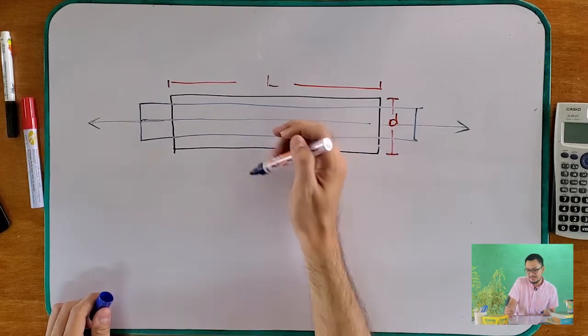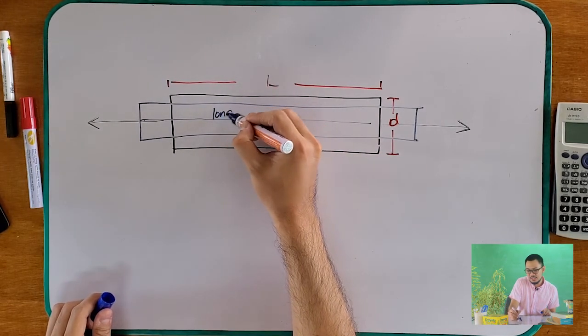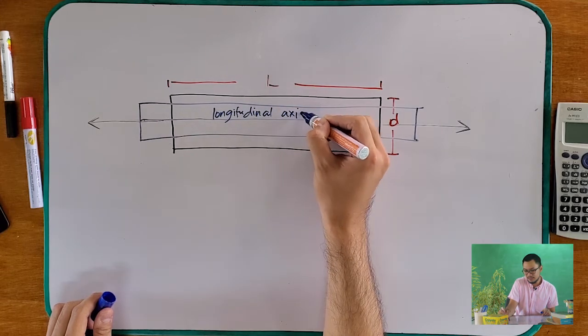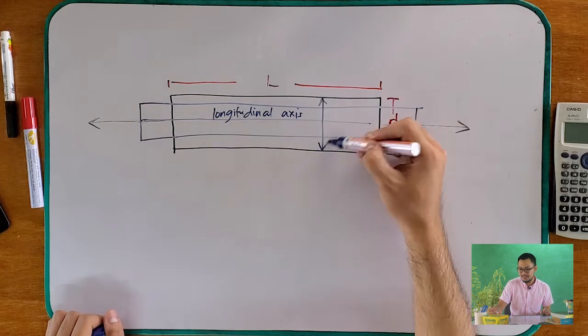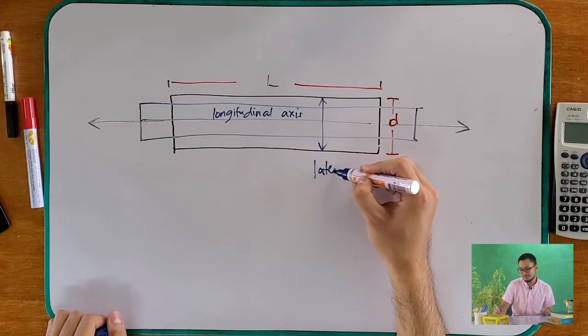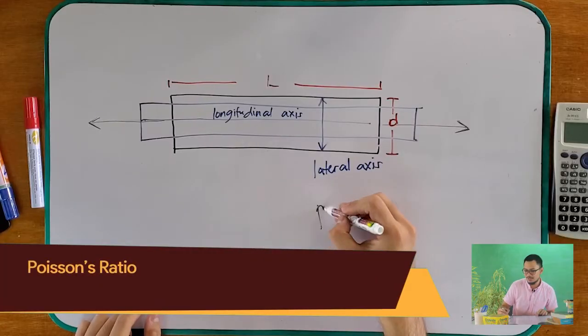This axis is what you call the longitudinal axis. And this axis, from here to here, is your lateral axis. Therefore, you have a relationship between the longitudinal axis of your shaft and its lateral axis. And they are related by an equation, and that equation is what you call the Poisson's ratio.